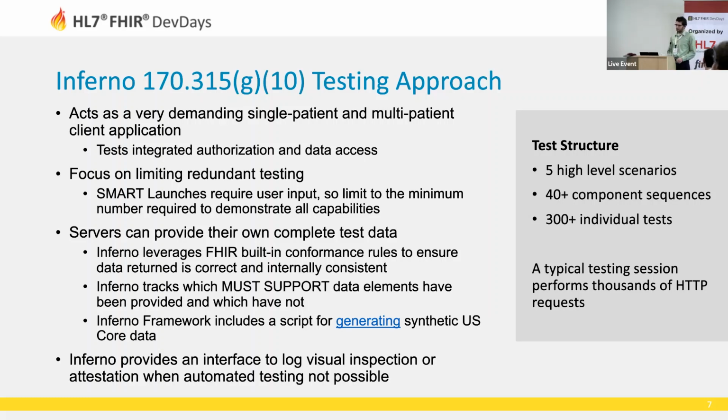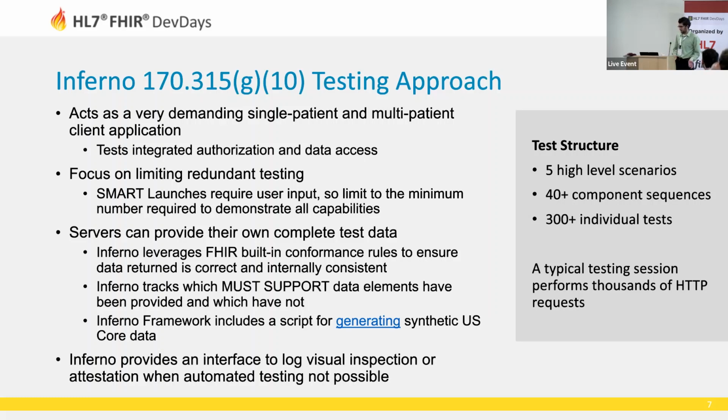Another component to testing in G10 is the use of test data. When the reads are performed on the FHIR server, there has to be data to be pulled out. For certification and testing through the G10 test kit, servers can either use data that's been generated using the Inferno test tool, or they can provide their own data, and that can be used as part of testing.